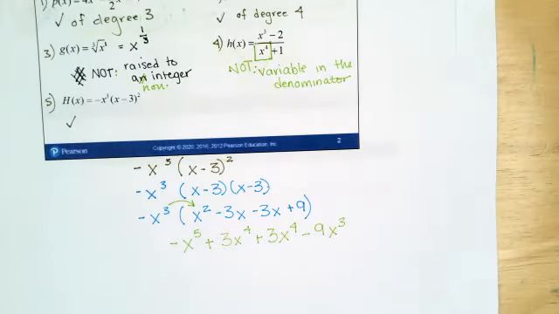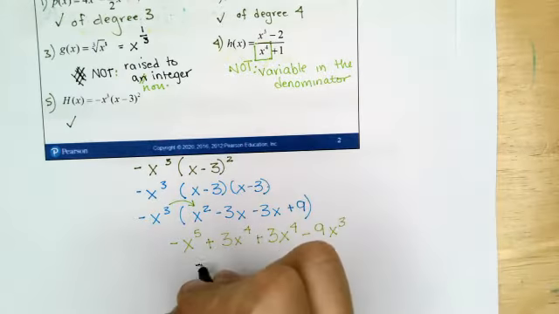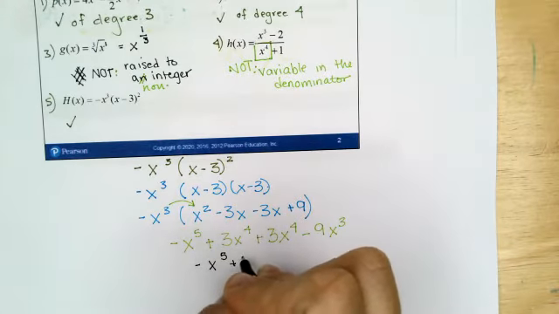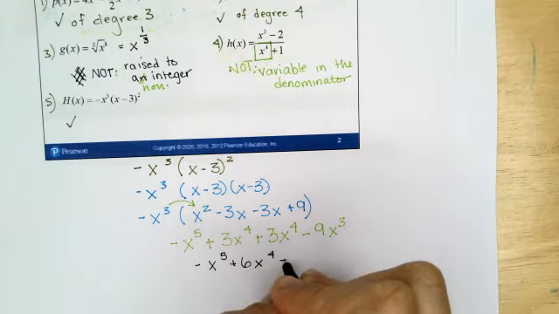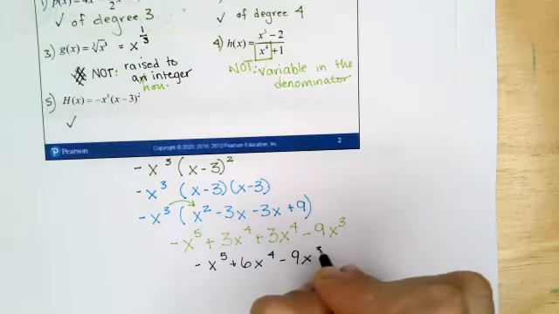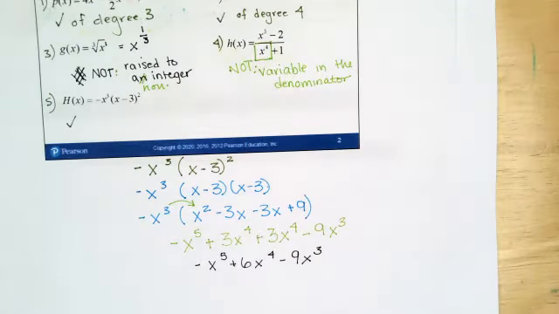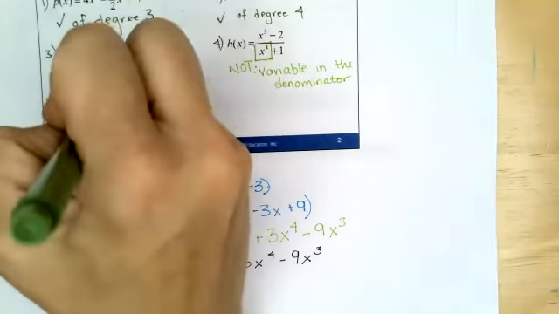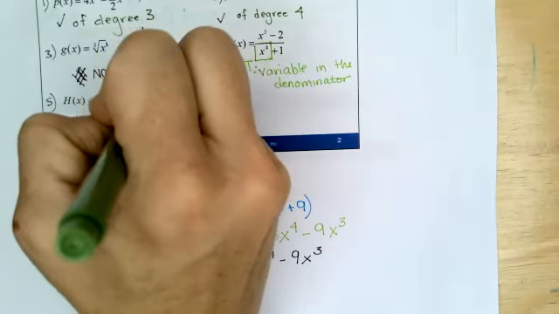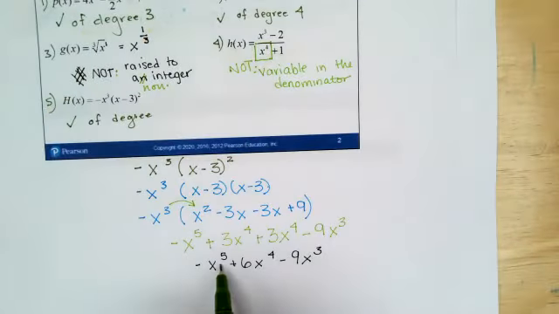Good. So what that finally becomes is negative x to the 5th plus 6x to the 4th minus 9x cubed. That's in descending order, so that's in standard form. And of degree 5.